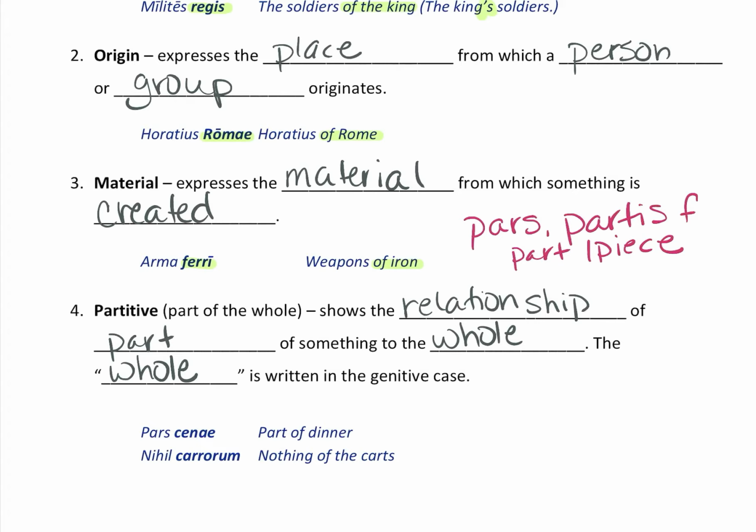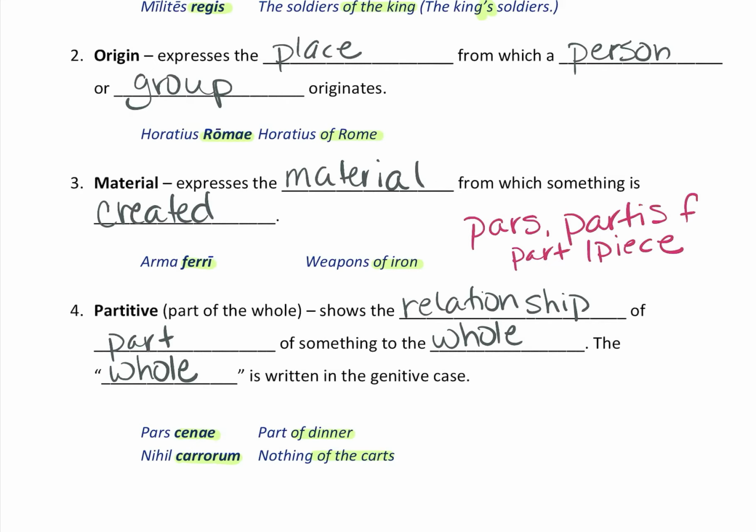So if I said pars cenae, there is the genitive. Part, what is the part? What goes into the genitive? The whole, part of dinner. And nihil carrorum, nihil means nothing. That's an extra word in your vocab this week that we'll go over in class. So nihil carrorum, nothing, what's the whole? Of the carts. Okay, so pretty easy.